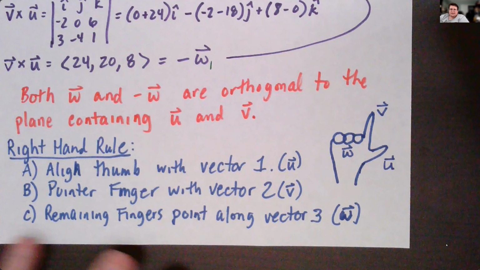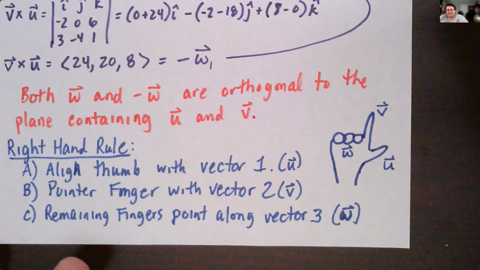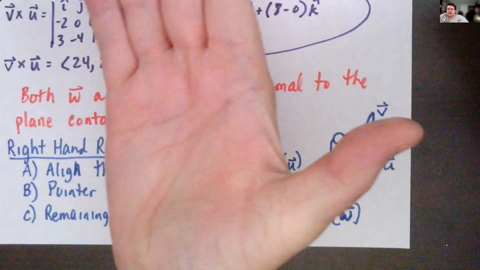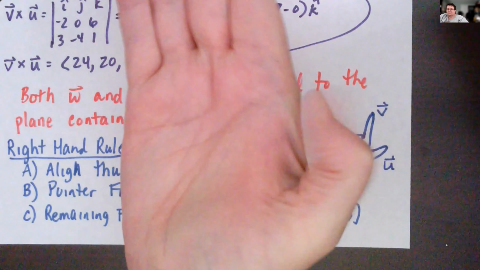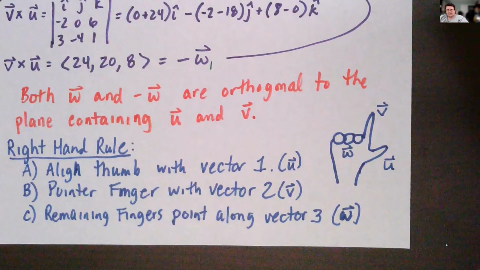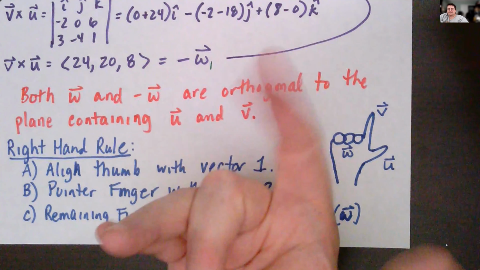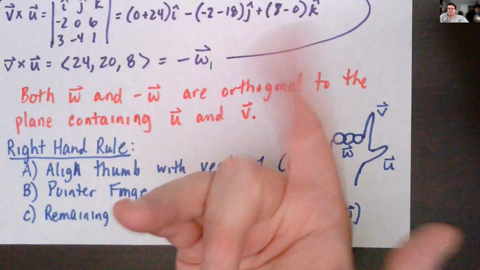Now I drew a picture. Yeah, I know it's bad. I'm not an artist. Step 1, you align the U vector with your thumb. This is called the right-hand rule. You can use your hand when you do it. So I'm using my hand. I'm going to align the U vector with my thumb. Then I'm going to align the V vector with my pointer finger. That's my pointer finger. So I've got U here, V here.